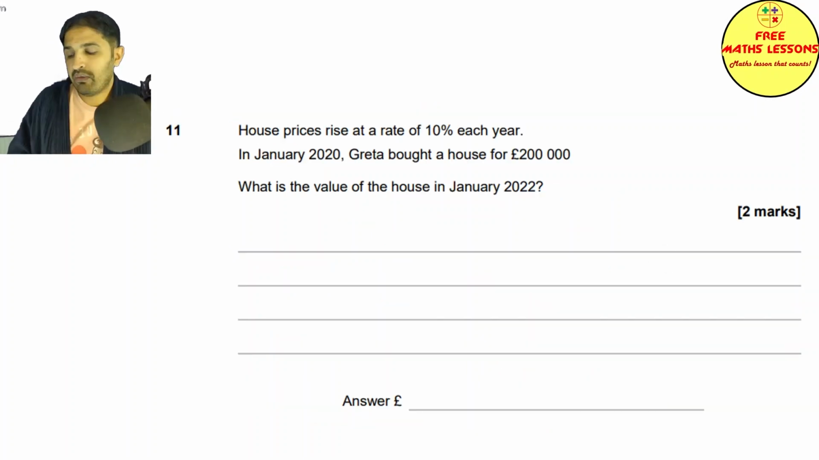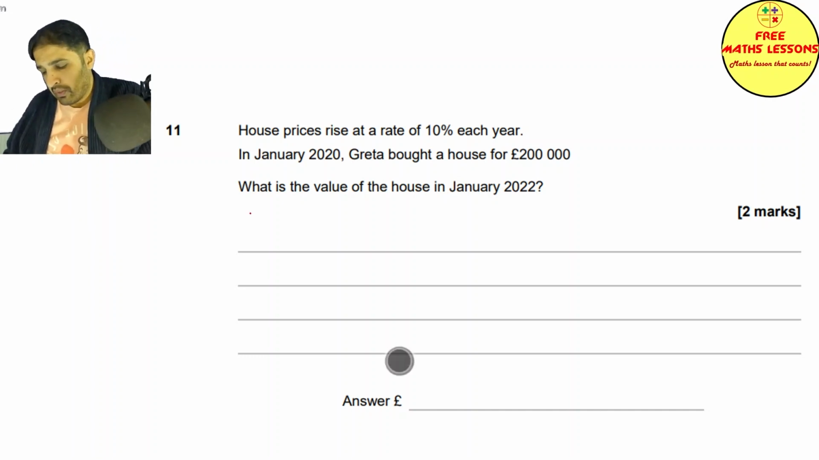Question 11. House prices rise at the rate of 10% each year. In January 2020, Greta bought a house for 200,000. What is the value of the house in January 2022? Okay. So we've got 2 years to run. So I'm going to lay it out.